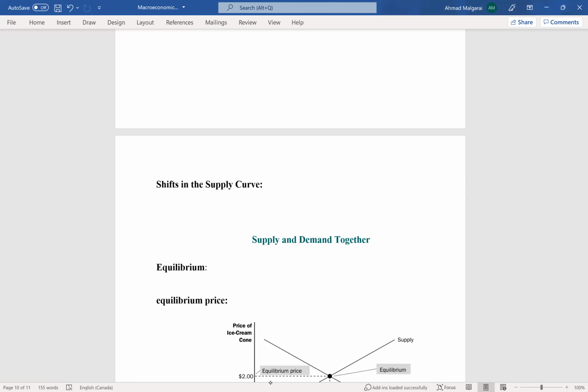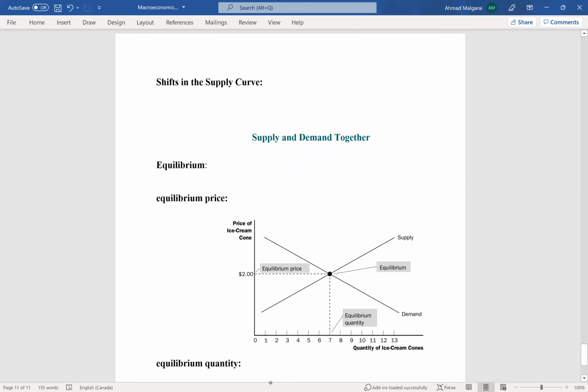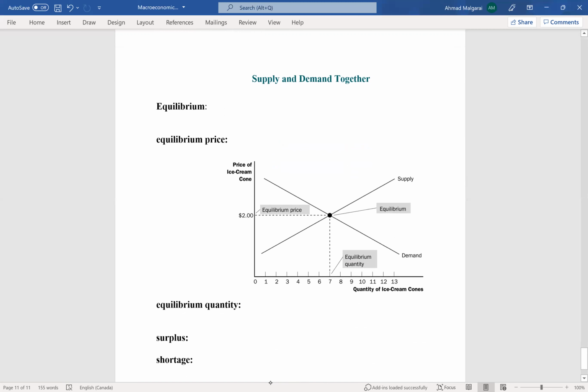Now, supply and demand, if we put it together. Again, this graph I took from the textbook. It's a really nice one, and I really like it. It's just for the purpose of teaching and helping students.